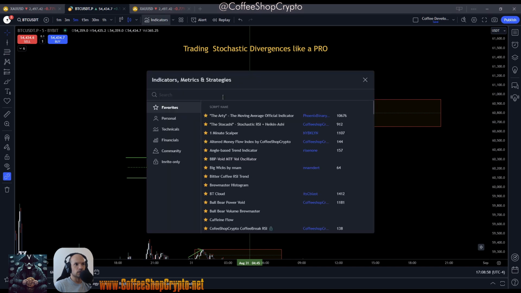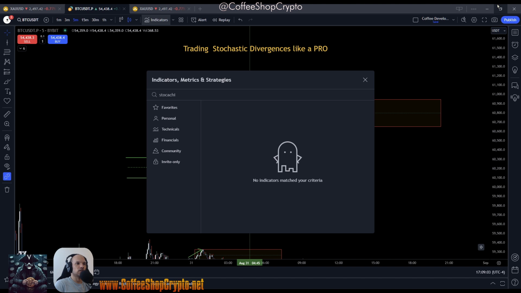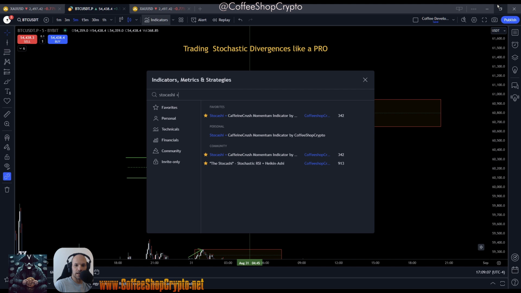So let's go to your indicators tab, and I want you to type in STOCASHI there. Notice how the word cash is in there. So the STOCASHI plus, right? The reason I put the plus is because there is another one that I created. We're not going to use this one today. We're going to use the STOCASHI plus caffeine crush.